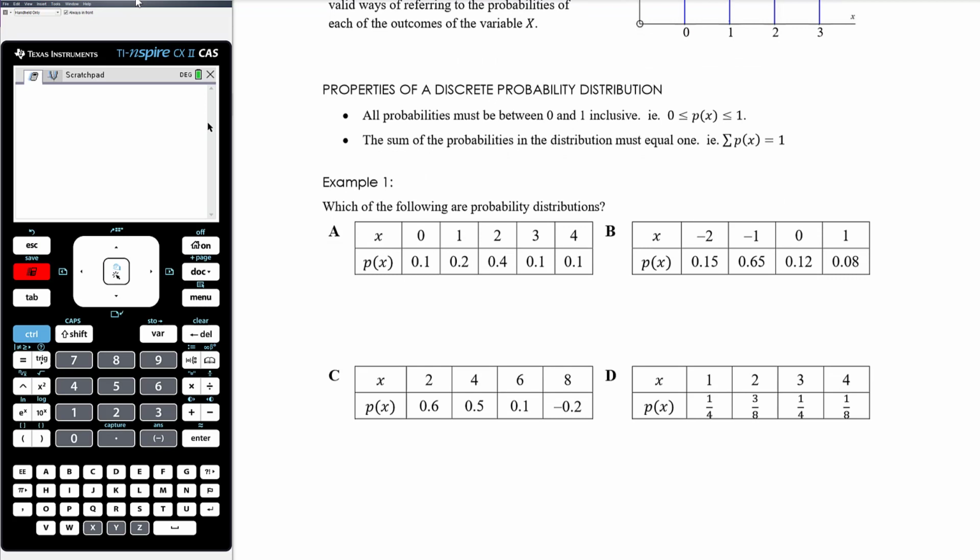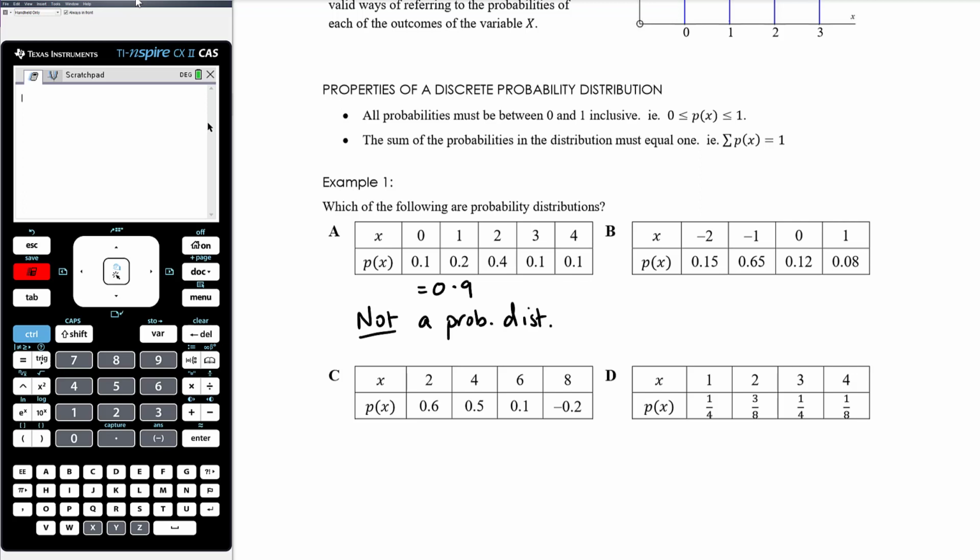Okay, so in part A, I'm not seeing anything immediately obviously wrong. For example, all of those probabilities are between 0 and 1, so it meets that criteria. I now need to check that all the probabilities sum to 1. So 0.1 plus 0.2 is 0.3, plus 0.4 is 0.7, plus 0.1 only adds up to 0.9. So in this case, the total probabilities add up to 0.9, so we're missing an outcome there. So this one is not a probability distribution.